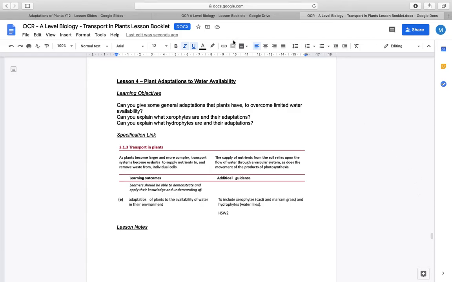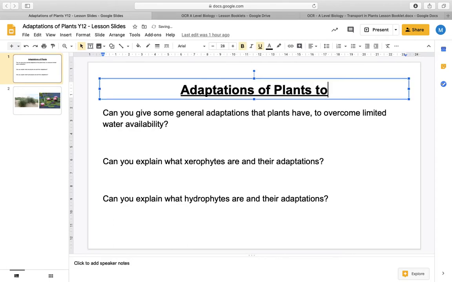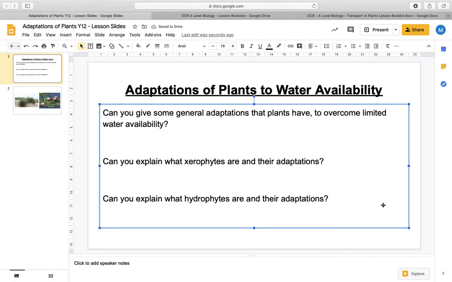I've converted this into 3 learning objectives, based on the OCR specification. You can see directly what you need to know: the adaptations of plants to water availability. By the end of this lesson, you should be able to give some general adaptations that plants have to overcome limited water availability. You should be able to explain what xerophytes are and their adaptations, and what hydrophytes are and their adaptations.